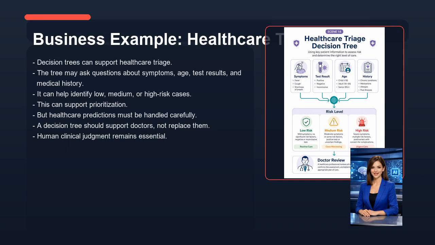Now let's look at business example, healthcare triage. Decision trees can support healthcare triage. The tree may ask questions about symptoms, age, test results, and medical history. It can help identify low, medium, or high-risk cases. This can support prioritization. But healthcare predictions must be handled carefully. A decision tree should support doctors, not replace them. Human clinical judgment remains essential.